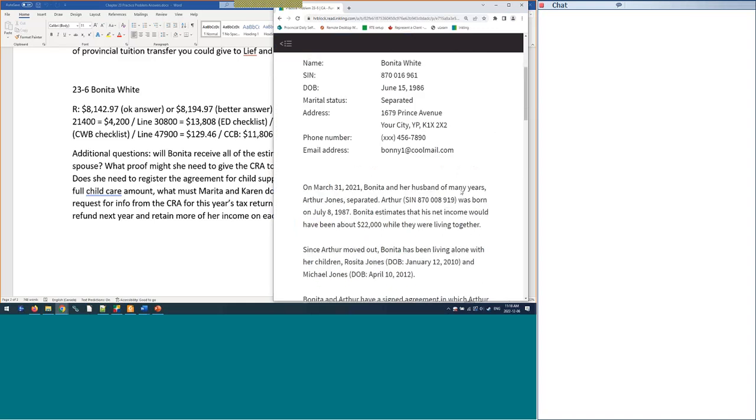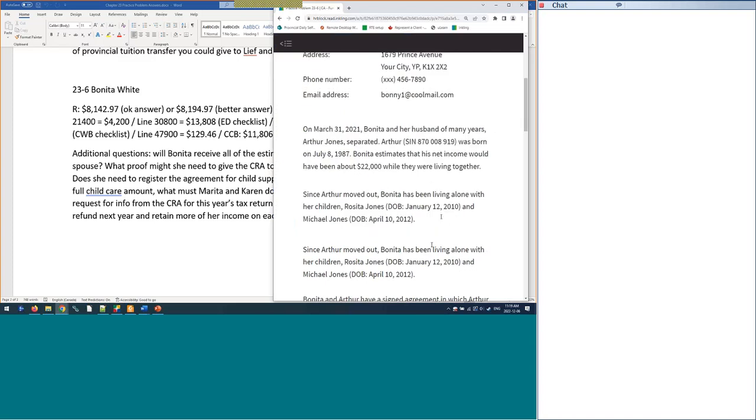On March 31st, 2021, she and her husband separated, so that they were married and now they are separated. They have been separated for long enough that they qualify. We also have Arthur, who is their son. No, Bonita and Arthur, they have Rosita Jones and Michael Jones. They're the children. So Michael is the son, Rosita is the daughter.